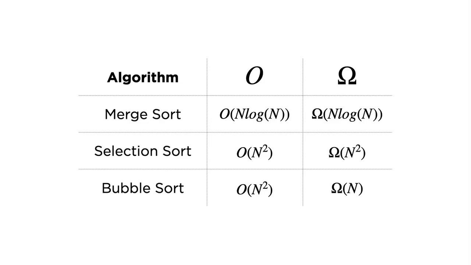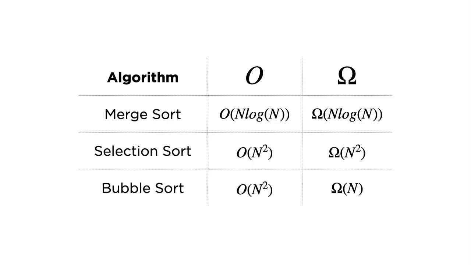Now this is faster than selection sort and bubble sort. So we'll see selection sort here. It was big O of n squared. And bubble sort is also big O of n squared. Now the omega notation for selection sort and bubble sort is also omega of n squared. But for bubble sort, omega of n.